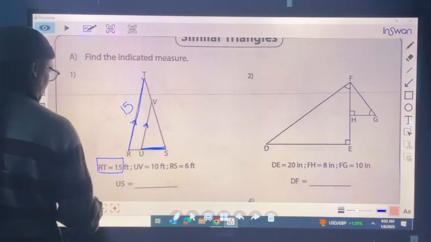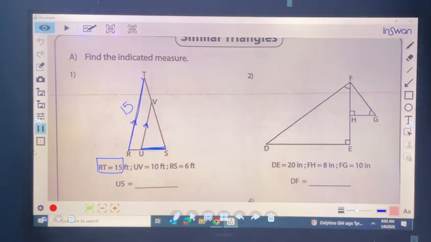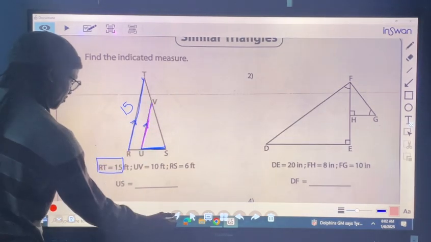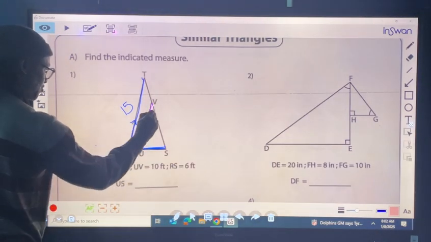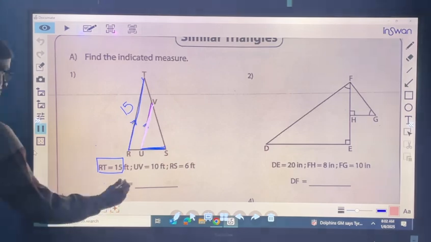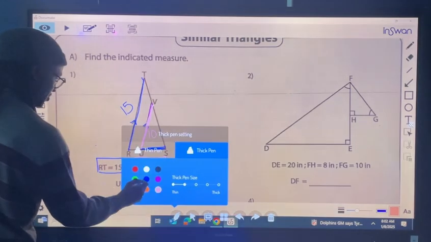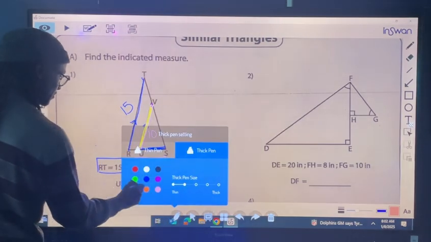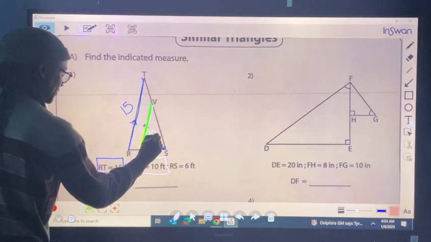We'll keep that one here in the blue. UV, its parallel partner. I'll put that in different colors. UV is 10 feet. Hold on. Can you see that now? I'm not feeling these colors. Okay, that one works. So this one is 10 feet.